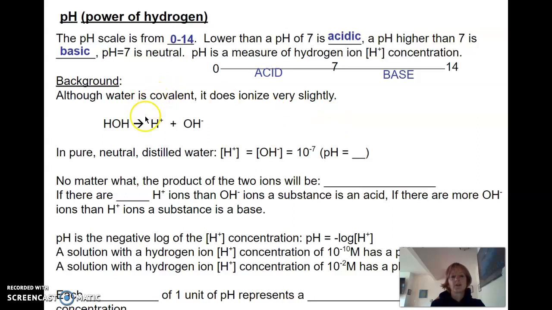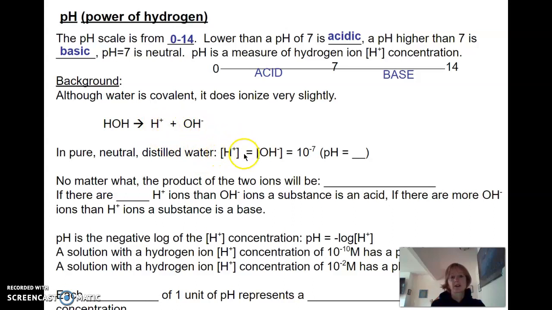So just a little review on water. Water actually does break apart. If you have a glass of water, it breaks apart very, very slightly into H plus and OH minus. You might ask, does that mean it's acidic or basic? Well, the thing about pure distilled water is that those two numbers are the same.